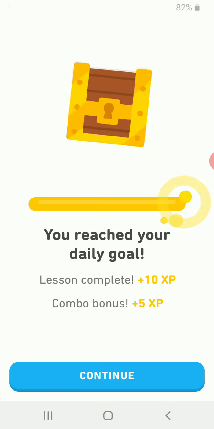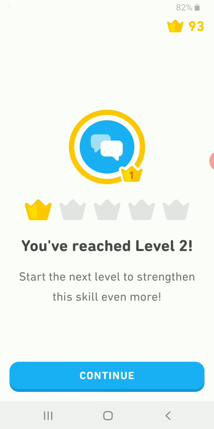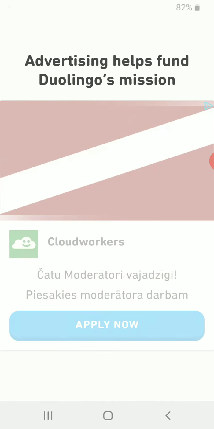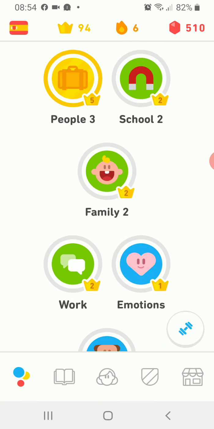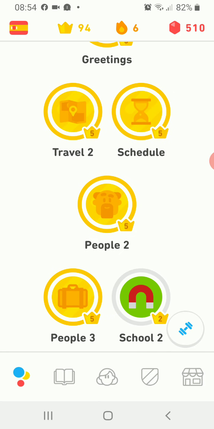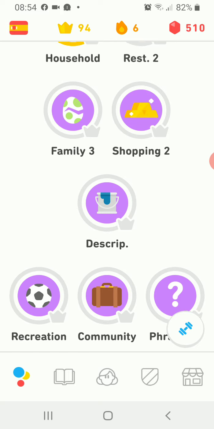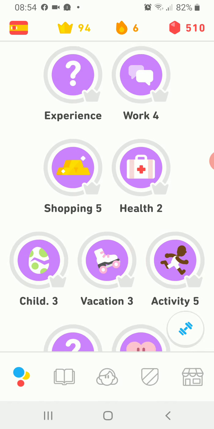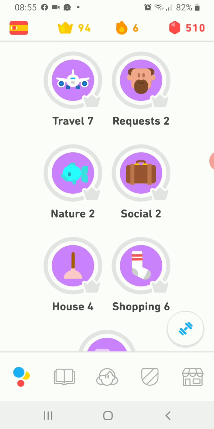Yes, got it. All right, so I finished all the exercises. No thanks. And I've got a new crown for this topic, which is great. Another ad, I will close this. All right, so now we are in green for work. As you can see, the previous exercises, I did it 5 times and I turned it into this golden yellow. If you haven't done it at all, it's still in purple, or if it's not unlocked, it's gray. But it can be blue as well, it seems.